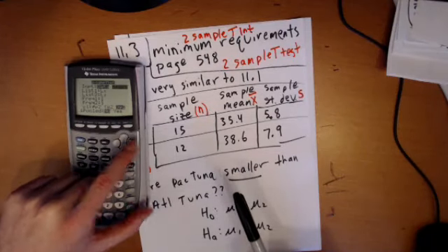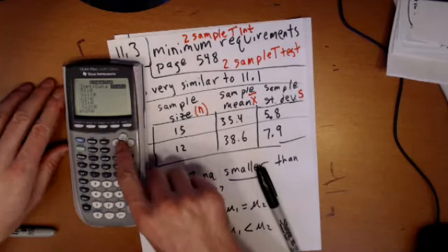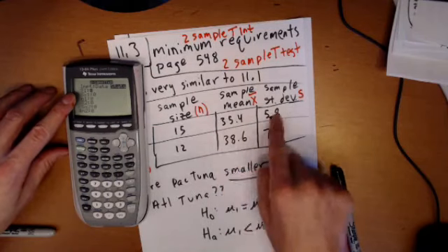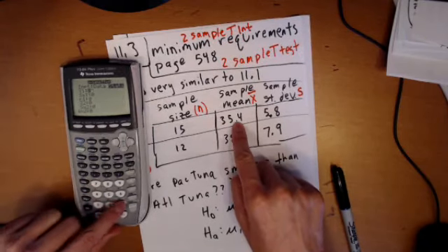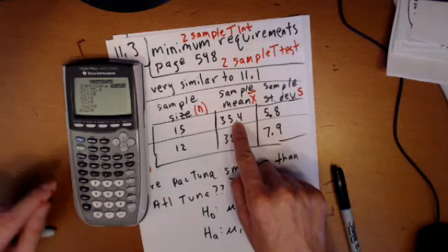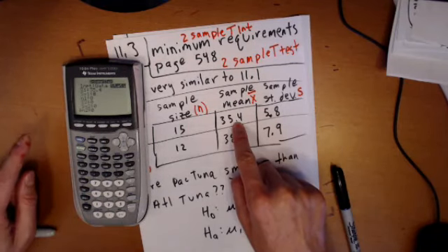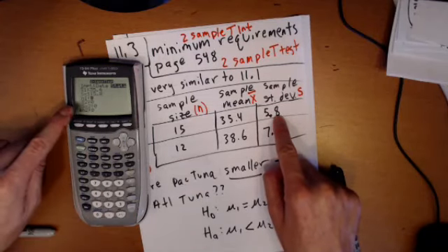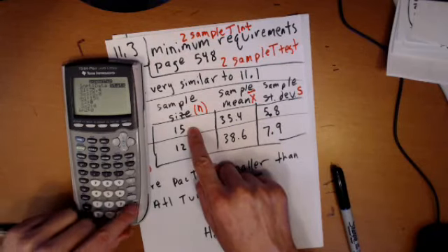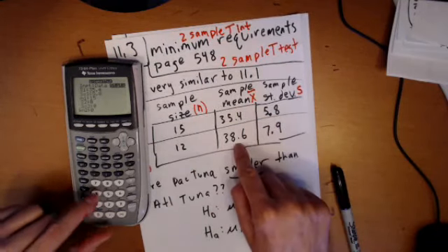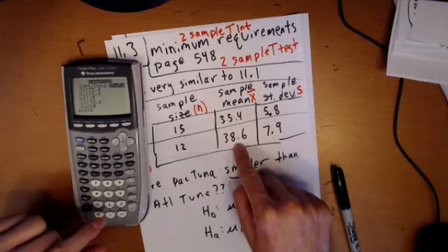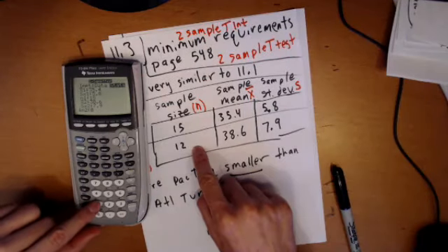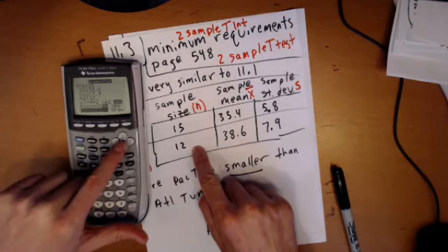Summary statistics, so go to stats, hit enter, and it says, what's the X bar for the first group? So X bar 1, the first group. Careful, I put them out of order here. The first thing I enter is 35.4. Enter. What's the standard deviation for group 1? What's SX1? 5.8. Enter. And what's the sample size of group 1? 15. Enter. X bar 2, 38.6. Enter. Standard deviation, 7.9. Enter. Sample size, 12. Enter.